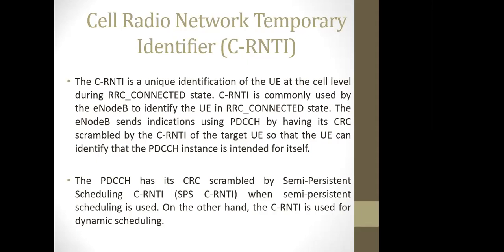And as soon as you move from RRC idle state to RRC connected state, your cell will give you an identity, which is called C-RNTI. And that's an identity, I mean, cell specific. If you move to a different cell, then there'll be a handover, and you'll be allocated a new C-RNTI. So C-RNTI is cell specific. Whenever you move to a different cell, you will be allocated a new C-RNTI.